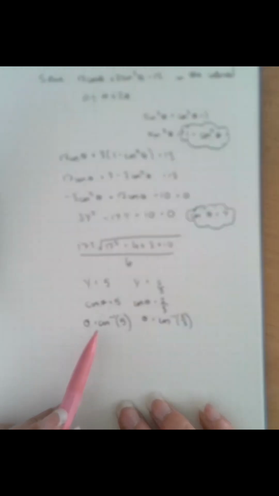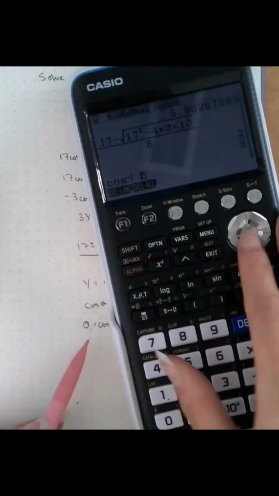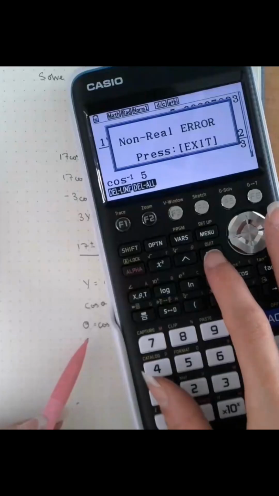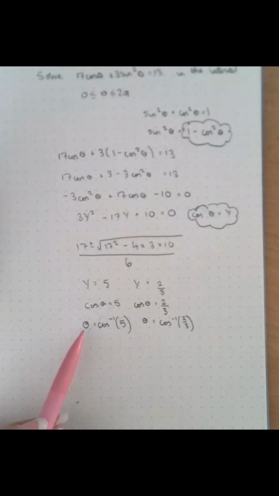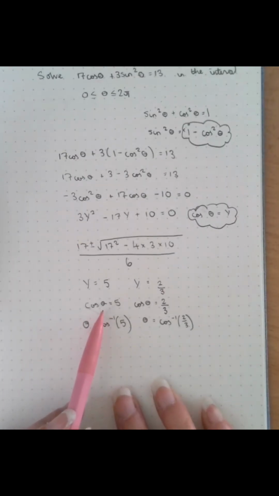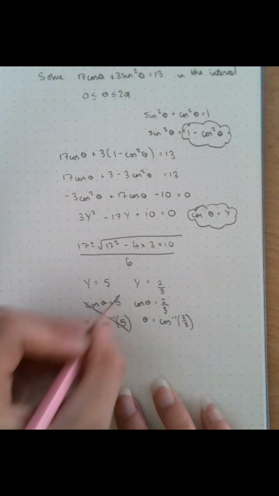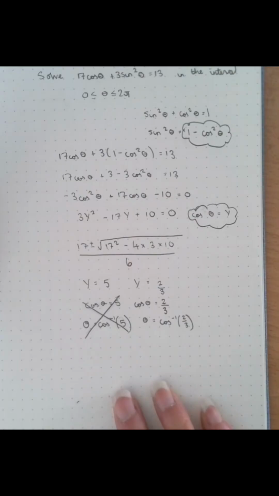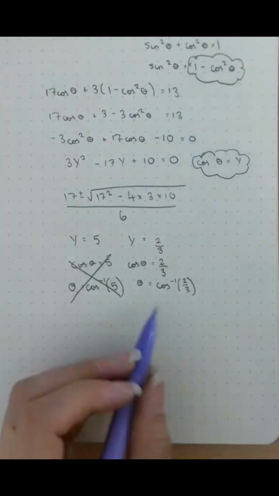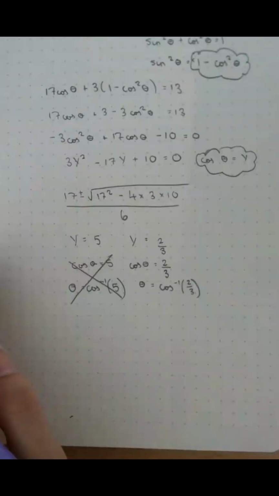In our calculator, you may find you end up with this. It'll say non-real error. So what we mean by that is, if we think about it, cos theta lies between 1 and -1 on our graph when we drew it before. So there is no cos theta equals 5, it doesn't exist. So we can just get rid of that bit, because cos theta can't equal 5, it can only equal values between 1 and -1. Focus on this bit here, so that cos inverse is 2 over 3.